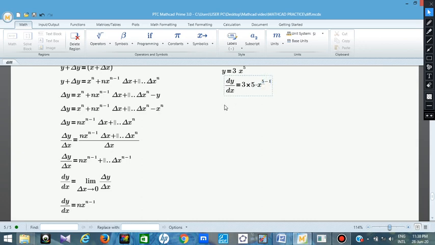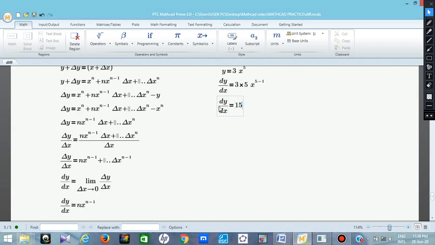So this is the basic rule of differentiation. We don't need to keep using first principle. So dy/dx will be equal to 15x raised to power 4. That is the answer of this.